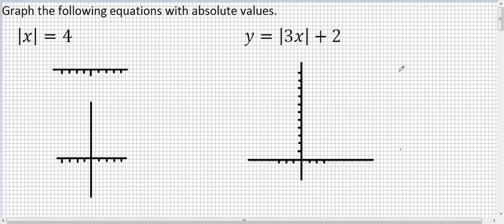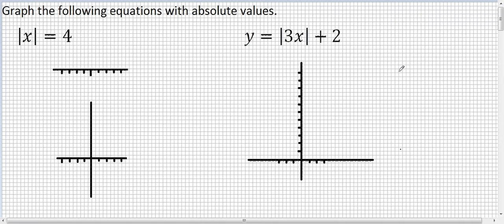If we graph an equation that is linear in one variable and the other linear variable is written inside of the absolute value symbols, we get a V-shaped graph in a coordinate plane. Let's take a look at examples. Graph the following equations with absolute values.